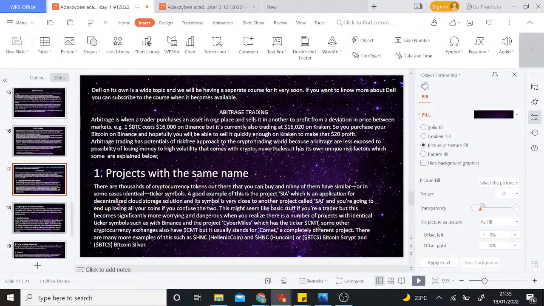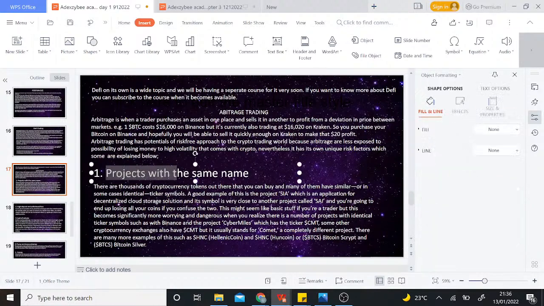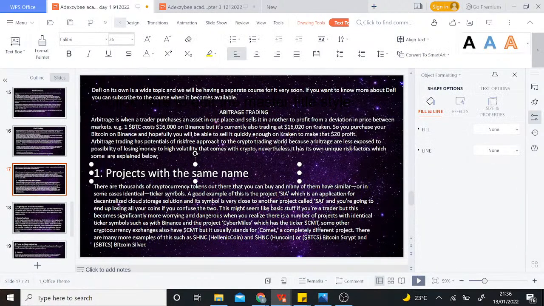There are a lot of risk factors, but to the best of my knowledge, these are the ones I pointed out as important that you must be aware of. Number one is projects with the same name. Now, there are some projects that actually have the same ticker.